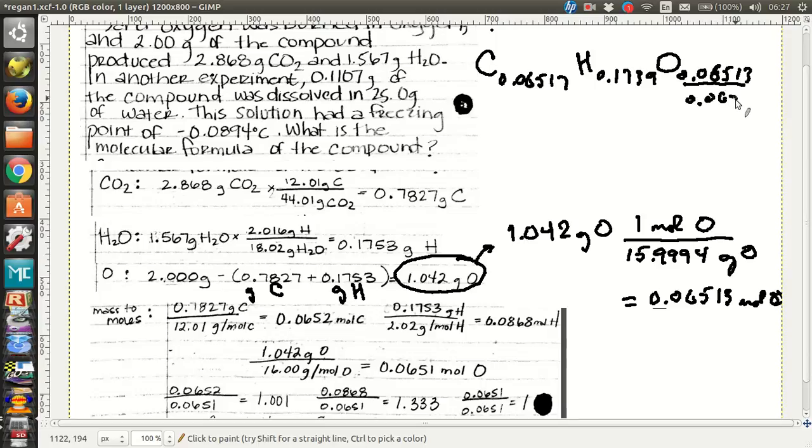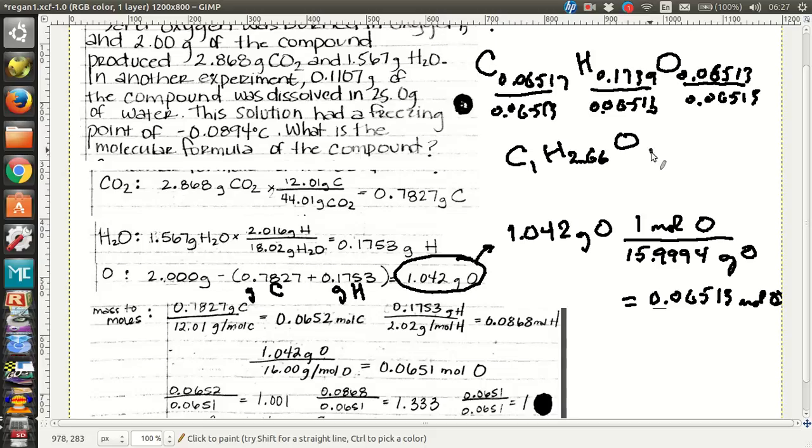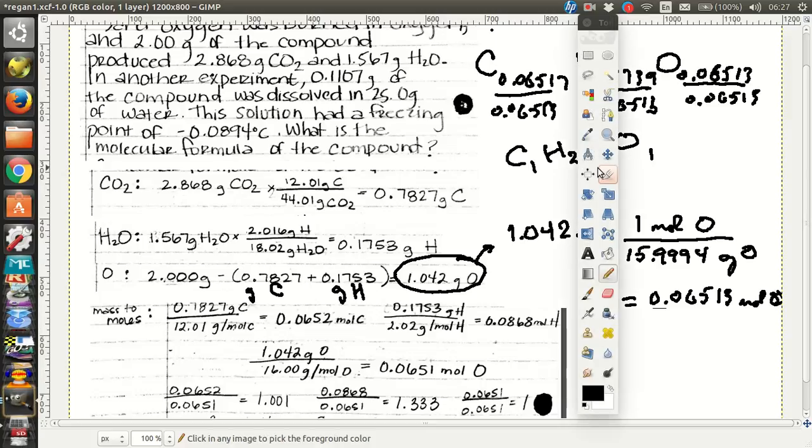Divide by 0.06513. Divide by 0.06513. Divide by 0.06513. Okay? So I get C1. That's great. Ooh, this is not great. I get H2.66, and I get O1. All right, so this 2.66 can't just stay here. We need to do something about that. Now, the other rule for empirical formulas is if you have some decimal here, even after you've divided by the lowest, you must multiply everything by a number that will change this decimal into a whole number, or within 0.01 of a whole number. You know, it has to be very, very close to a whole number.